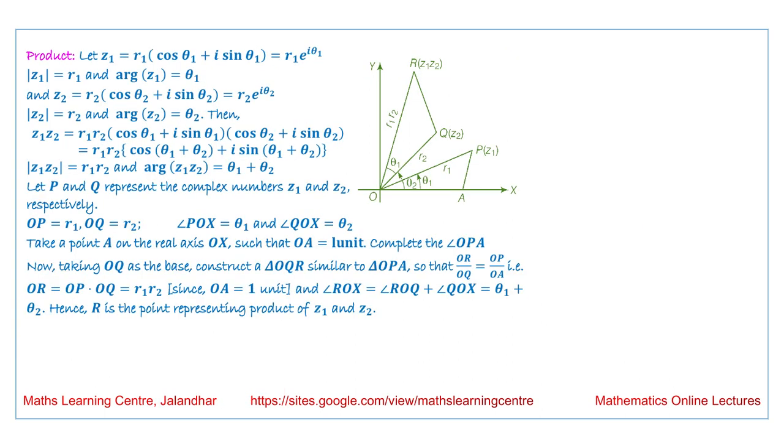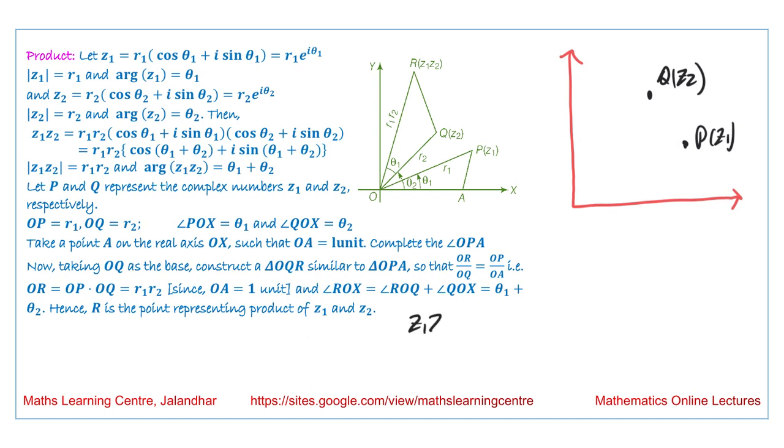Next is the product of two complex numbers. Again we have two complex numbers, one is z1, the second is z2, and we are representing these numbers in this way. This is the plane we have, and we have the points P and Q. This is the point P, z1, and suppose this is the point Q, z2. Now we want to find the representation of z1 into z2.